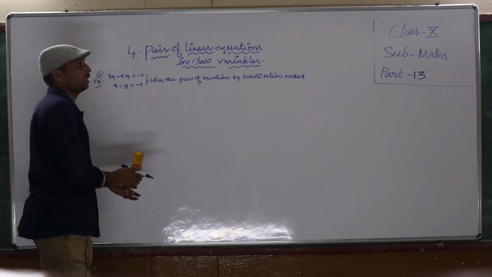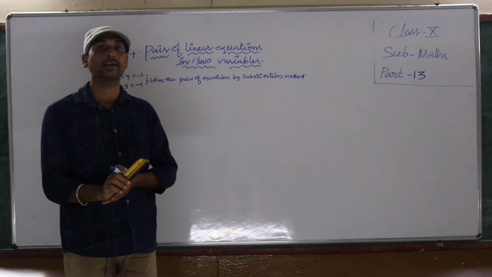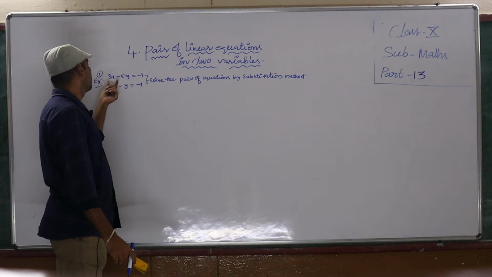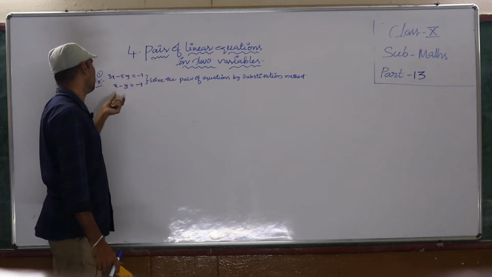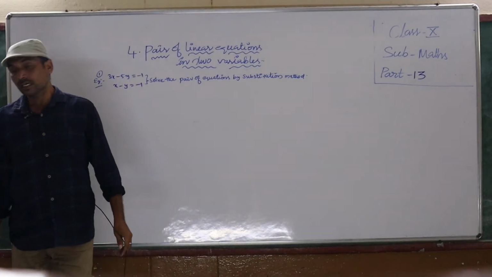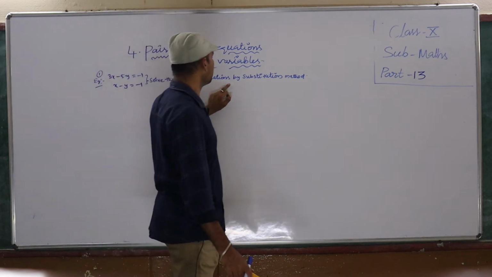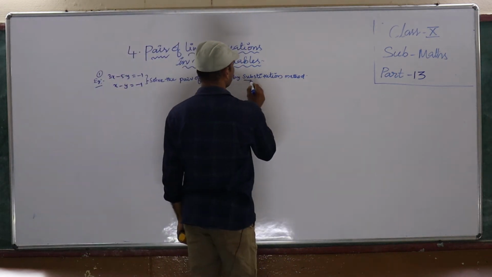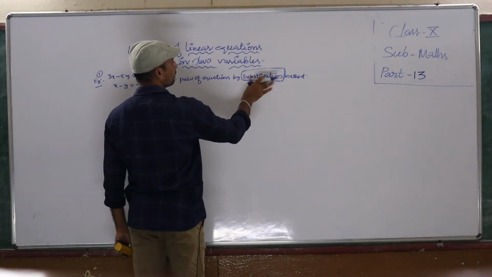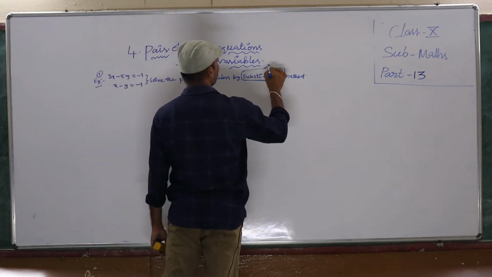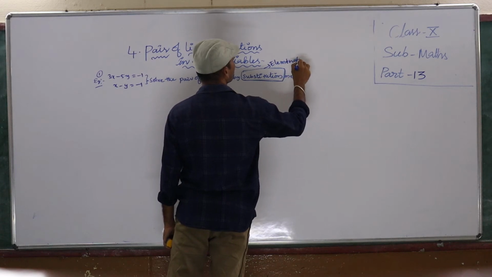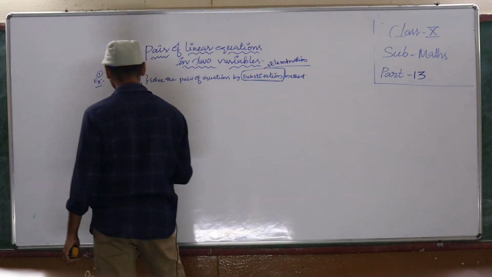Okay, children, before going to the second exercise, here is one example problem. 3x minus 5y is equal to minus 1, x minus y is equal to minus 1. Solve the pair of equations by the substitution method. After this I will explain the elimination method also. So two methods we'll discuss.